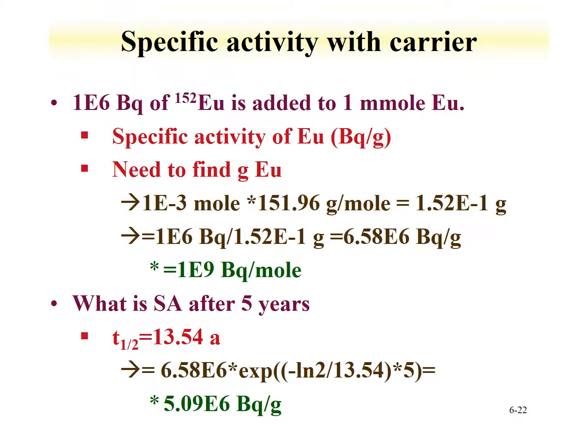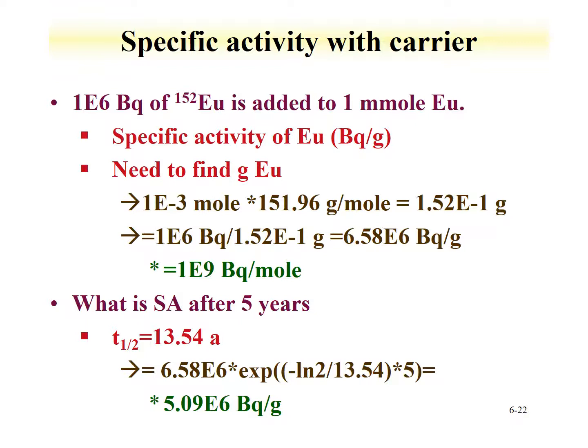So we can get becquerels per gram. We would need to find the grams of europium. Well, we have so many millimoles times 151.96 grams per mole. Here's how many grams we get. We know that we have 1 times 10 to the 6 becquerels per gram. Now we have a calculation that says so many becquerels per gram. So if we ever use this as stock solution, perform an experiment, if we count the activity, we know how many total grams of europium are present.